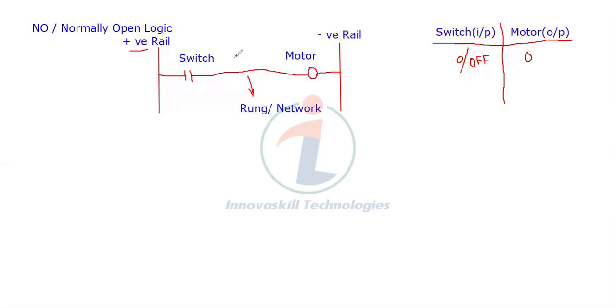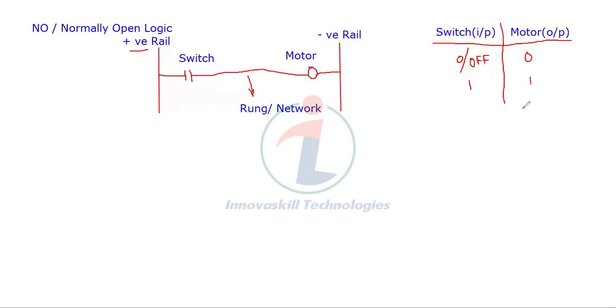Now in the same ladder, if the input is getting activated, if the switch is activated, what will happen is the switch will be closed. If the switch is closed, positive will flow through the switch to the motor. If positive supply is flowing to the motor, the output will get activated.